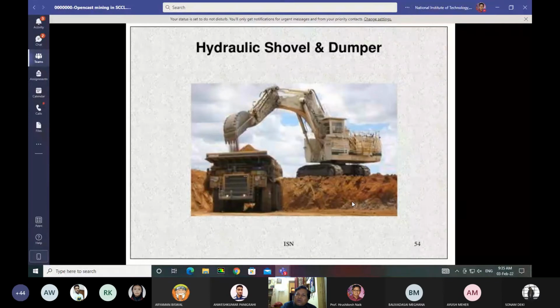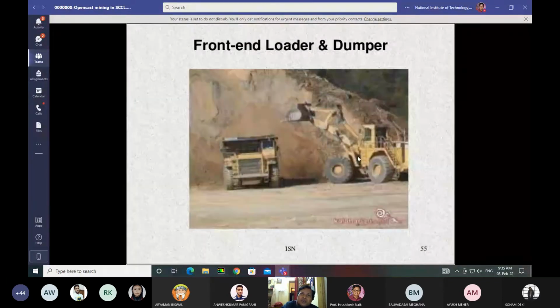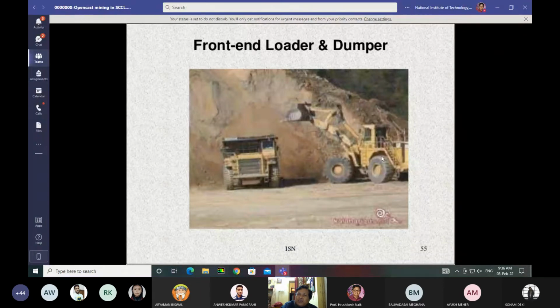So this is the mechanism, and in this diagram, both dumper and shovel are in the same level, and here this shovel bucket cuts the material from bottom to top, and it loads the dumper at the same level. Is it clear? Yes, sir.